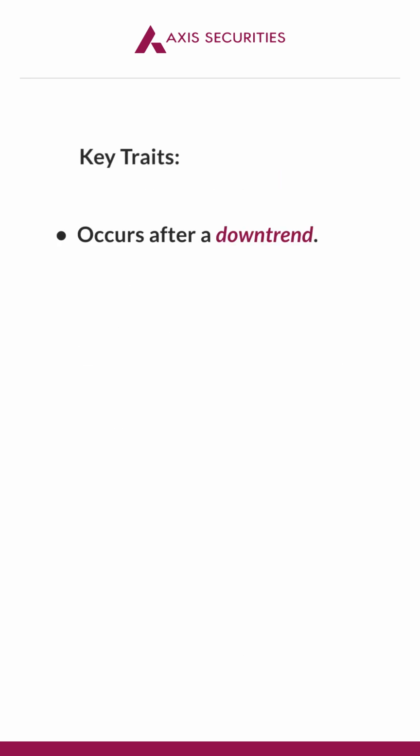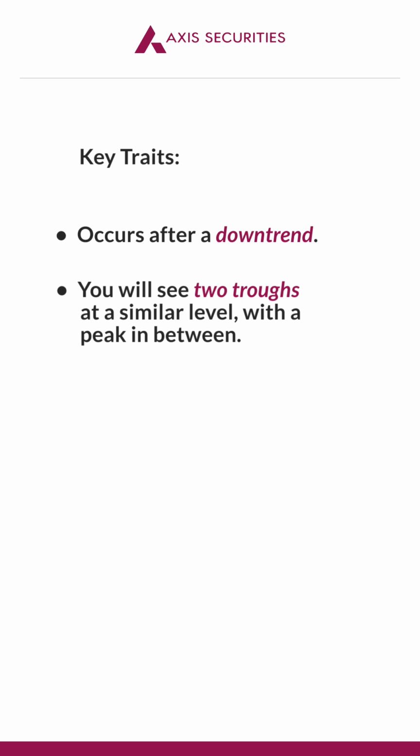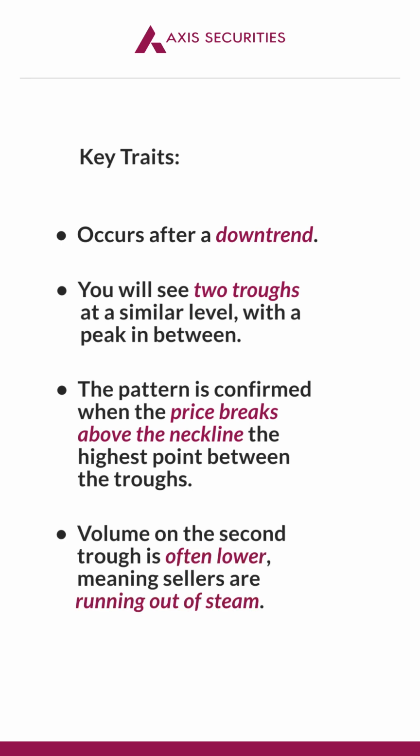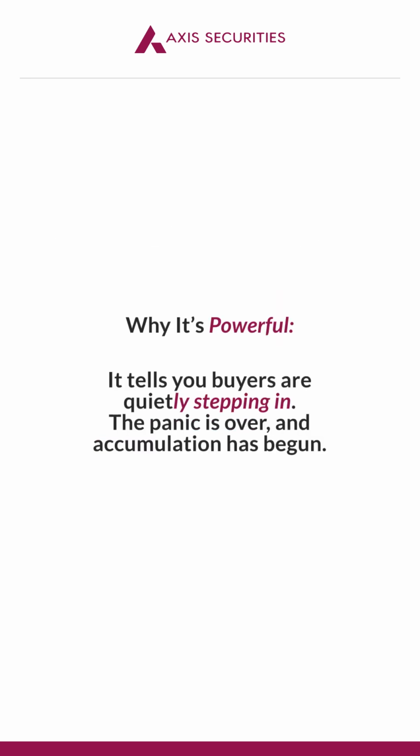Key traits: it occurs after a downtrend. You'll see two troughs at a similar level, with a peak in between. The pattern is confirmed when the price breaks above the neckline, the highest point between the troughs. Volume on the second trough is often lower, meaning sellers are running out of steam. Why is it powerful? It tells you buyers are quietly stepping in. The panic is over and accumulation has begun.